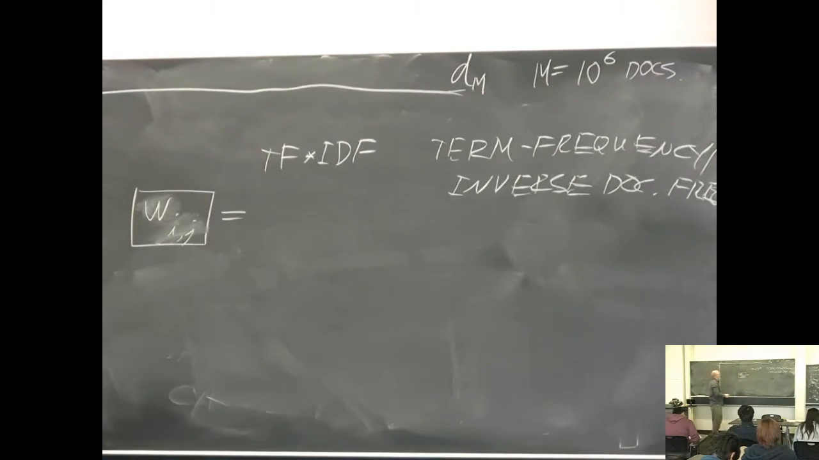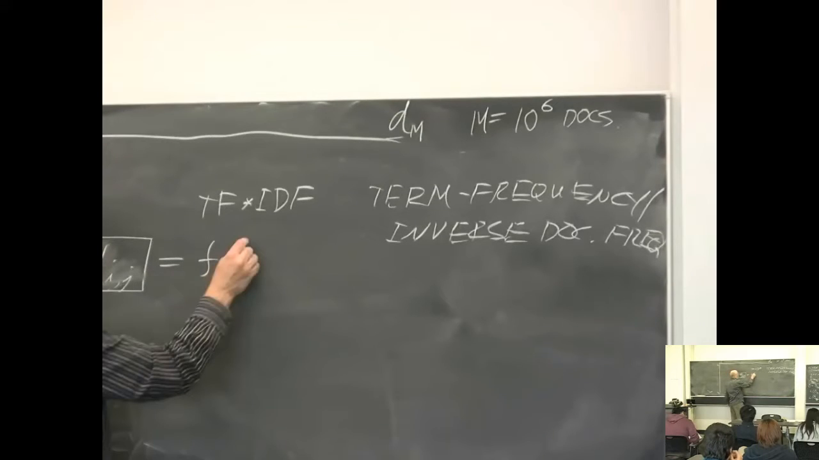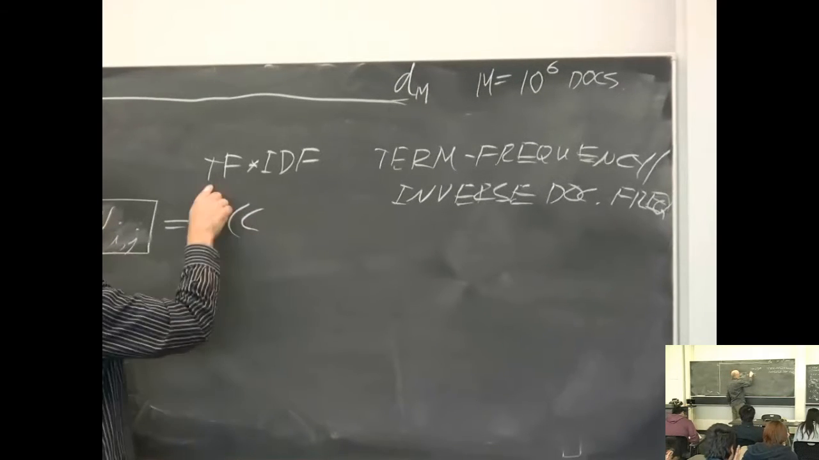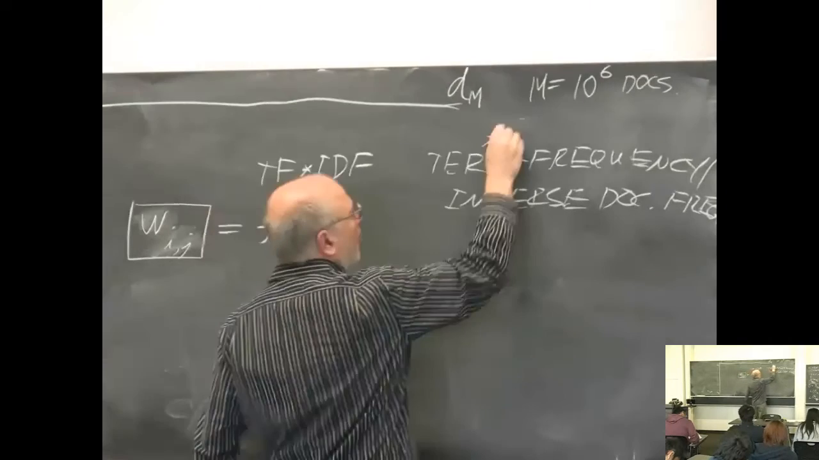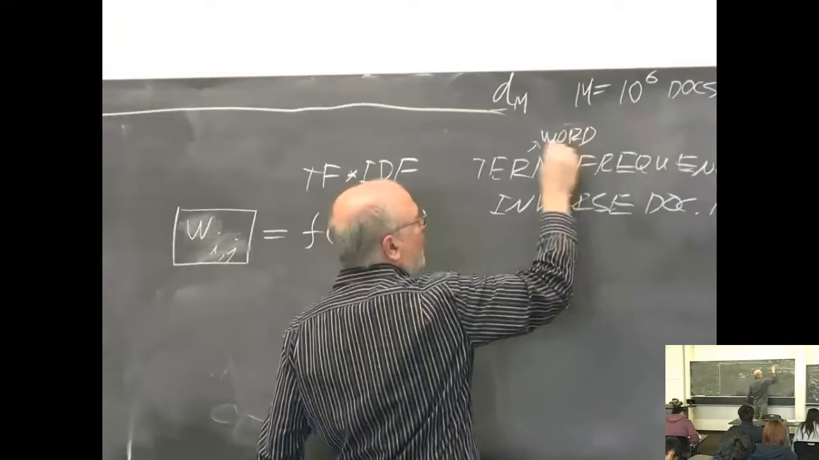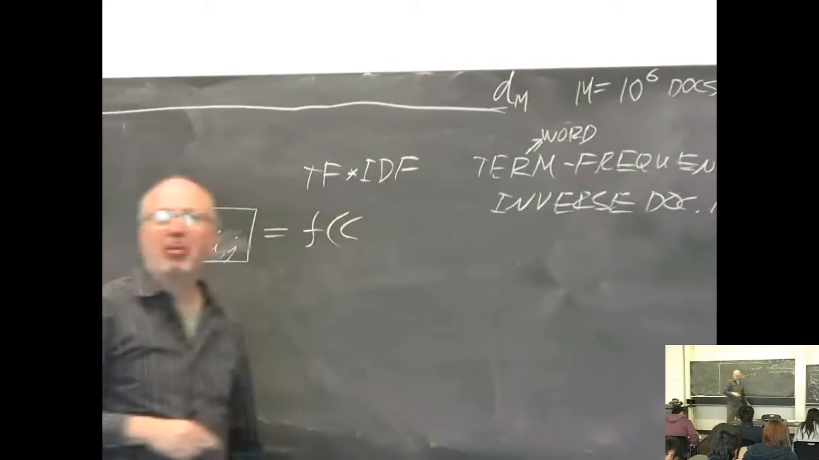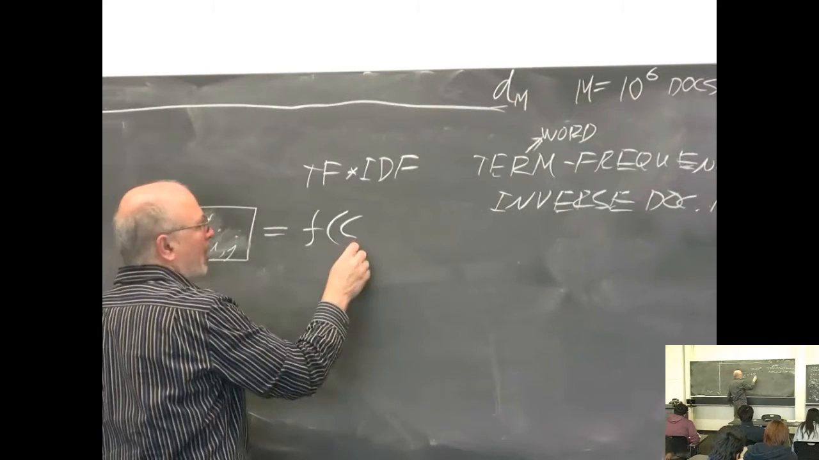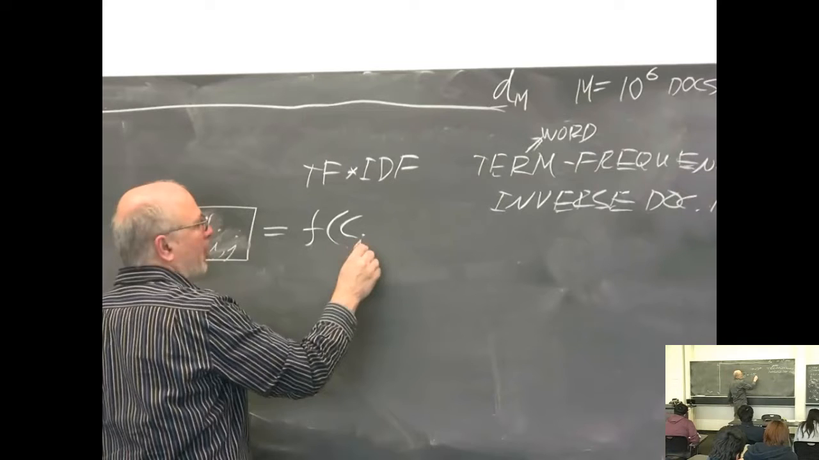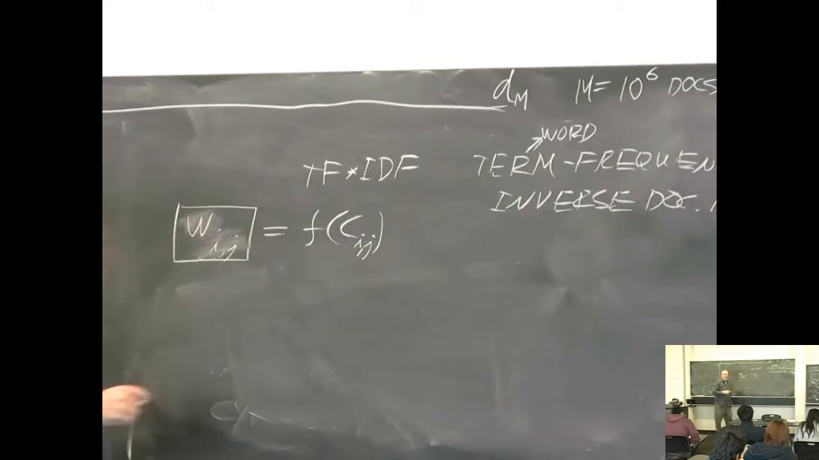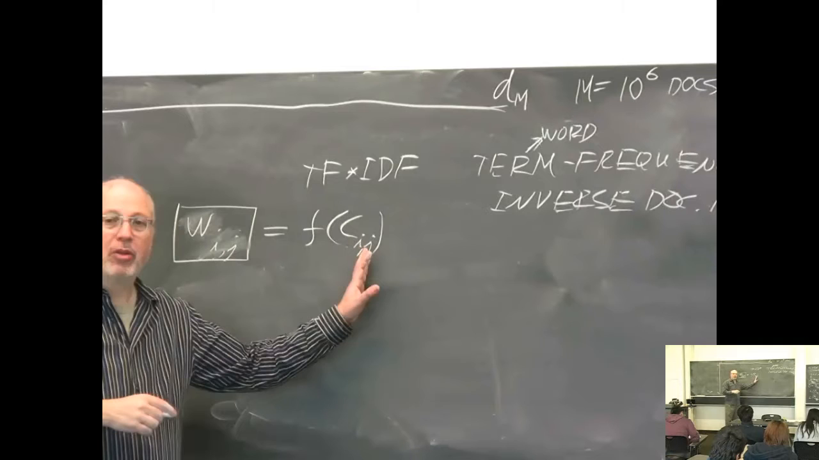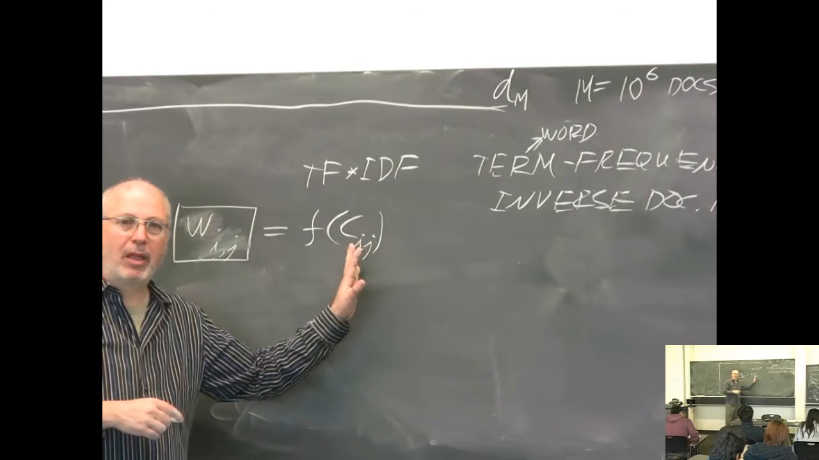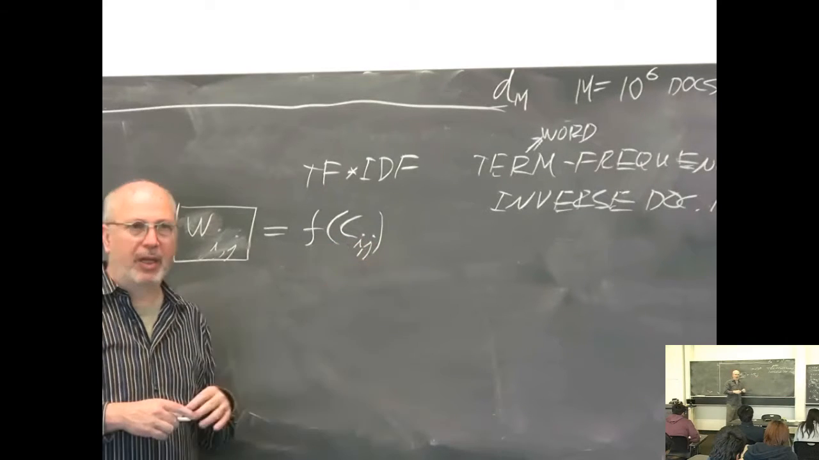The first is a function of the count of how many times, by term we mean word. Another term for word is term. It'll be a function of how many times word I occurred in document J. It could be just a count, but I'd rather make it a function of the count in a way that I'll explain later.